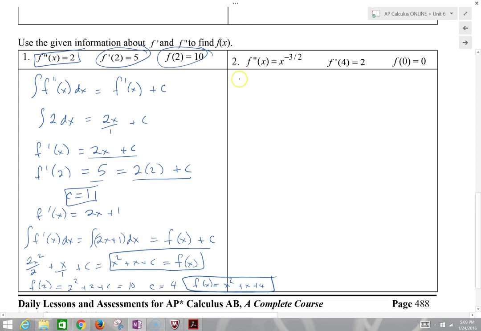Let's try it again. So I'm going to start with taking the integral of f double prime of x, which is equal to the integral of x to the negative 3 halves.